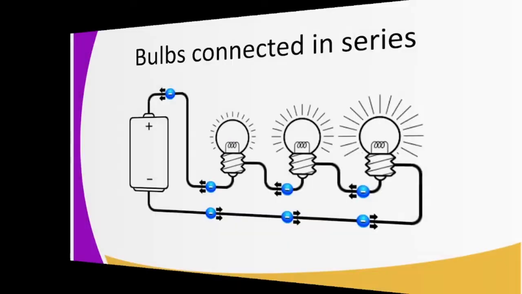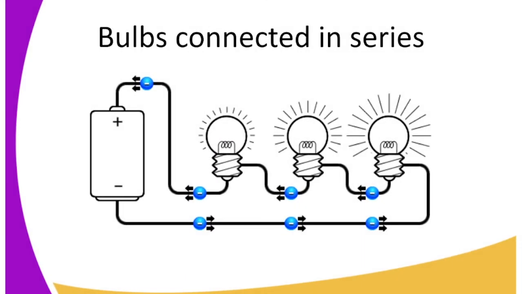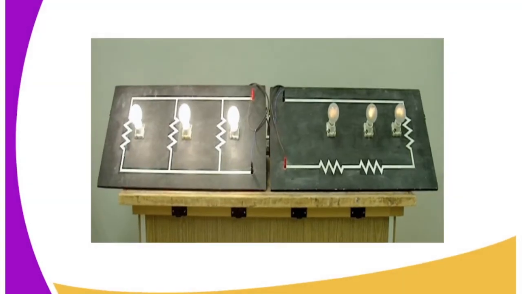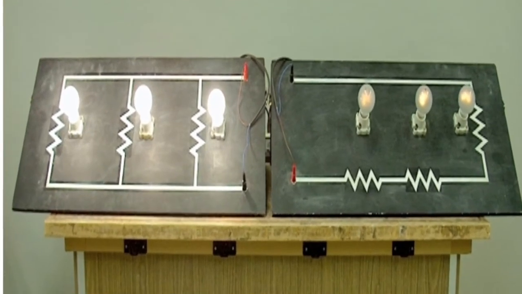Next, we have bulbs connected in series. What can you see from the diagram? When bulbs are connected in series, the positively charged terminal is connected to the negatively charged terminal of a bulb, and then the negative terminal is connected to the positive terminal of the bulb. That is the diagram in a laboratory. Those are two bulbs. You can see the bulbs connected in parallel. Those bulbs are connected in parallel.